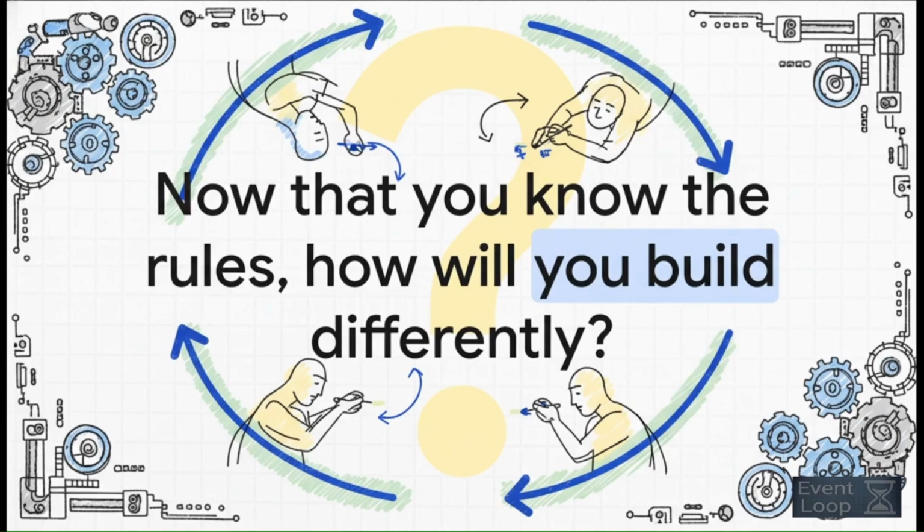So we have looked inside the engine. We have met the silent worker. We have done a full lap around the loop. We have seen how this single threaded setup can be so incredibly fast. So the only real question left is this. Now that you know the rules of the machine, how are you going to code differently?